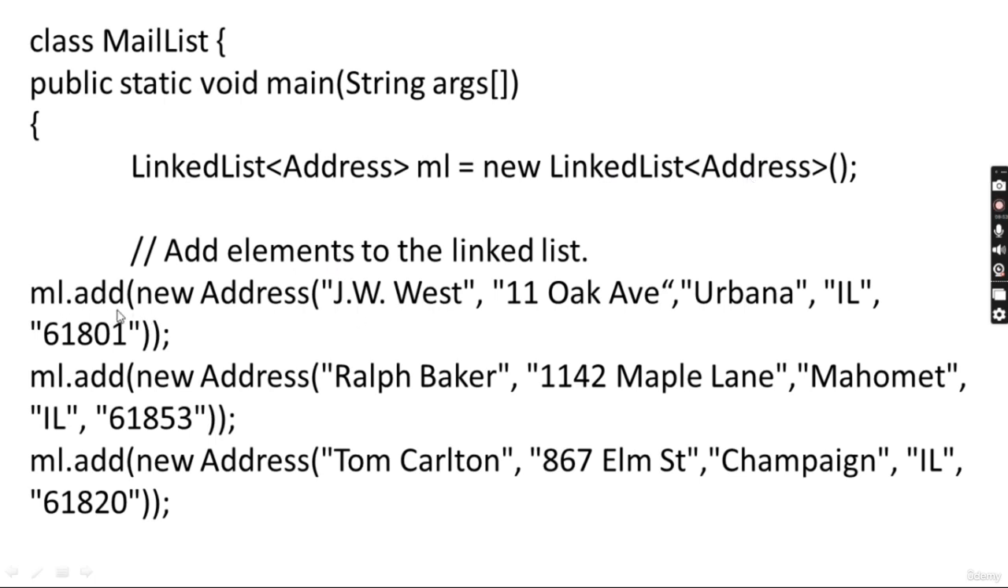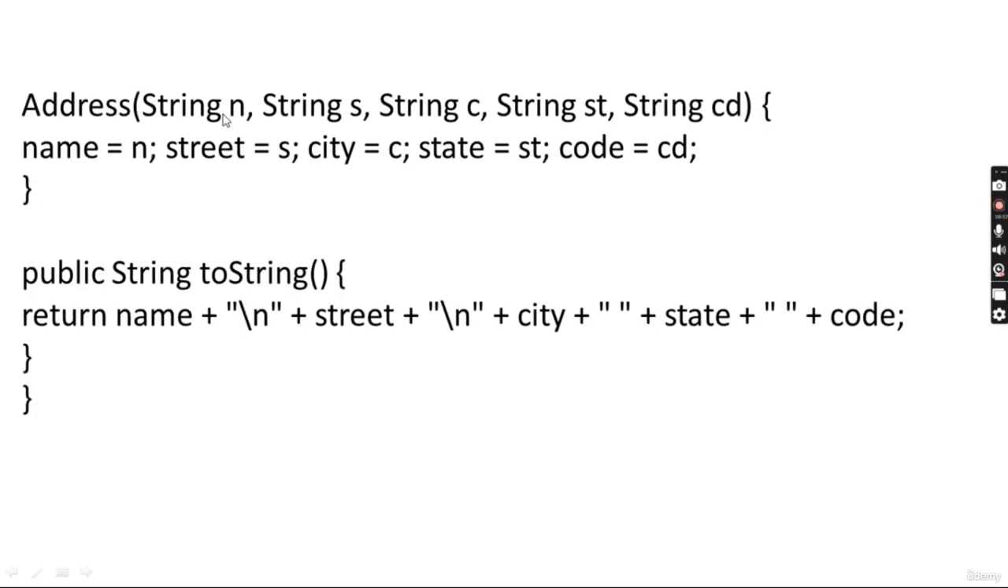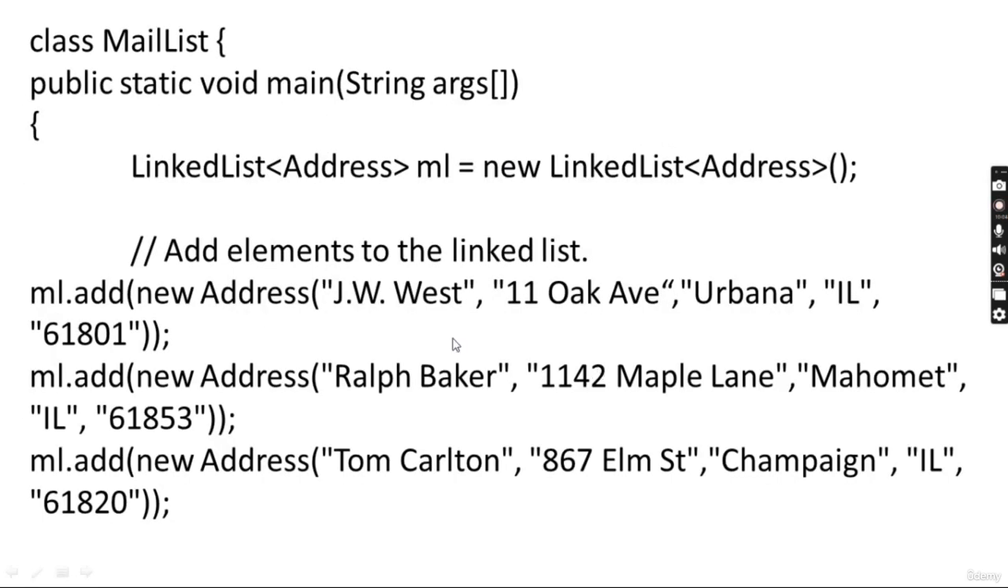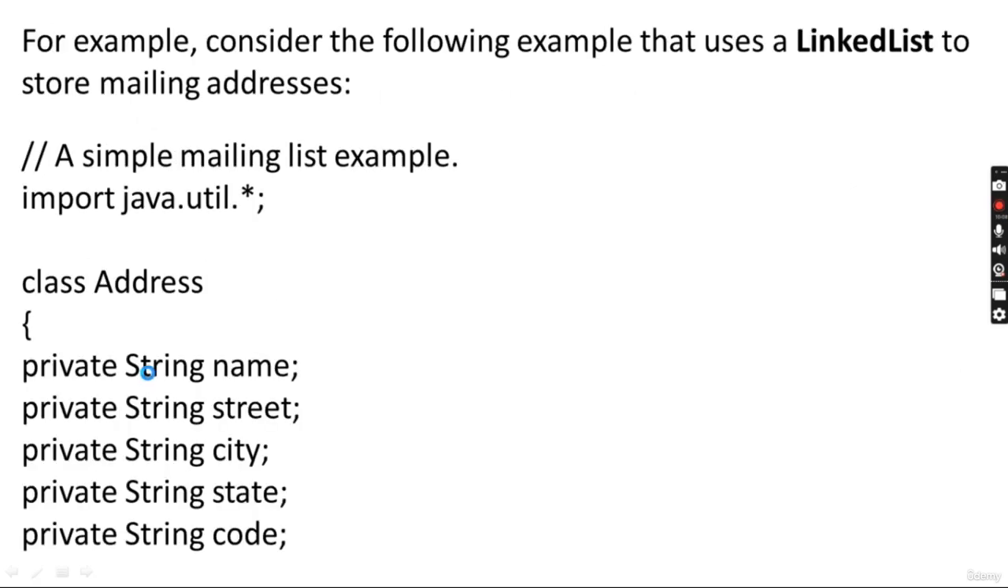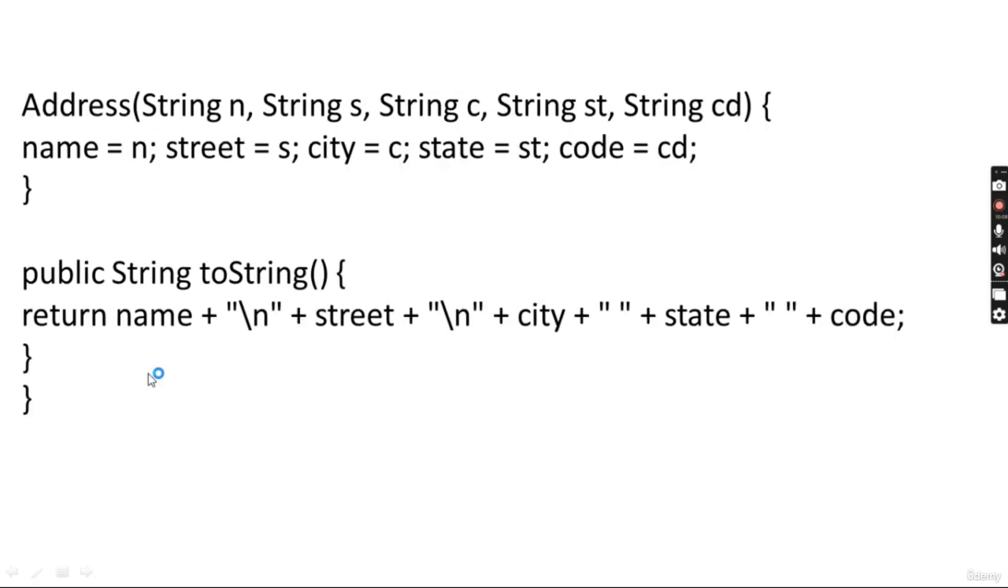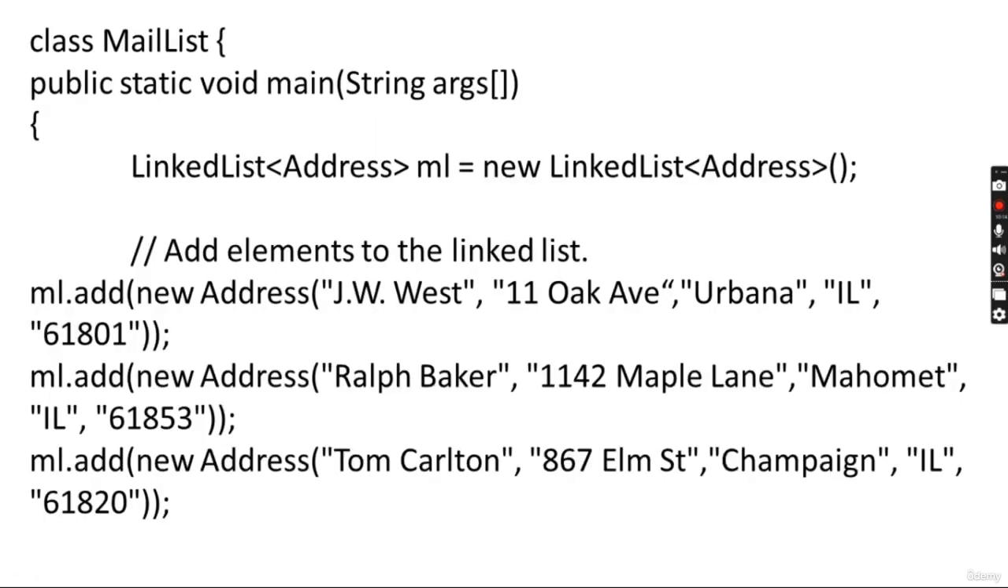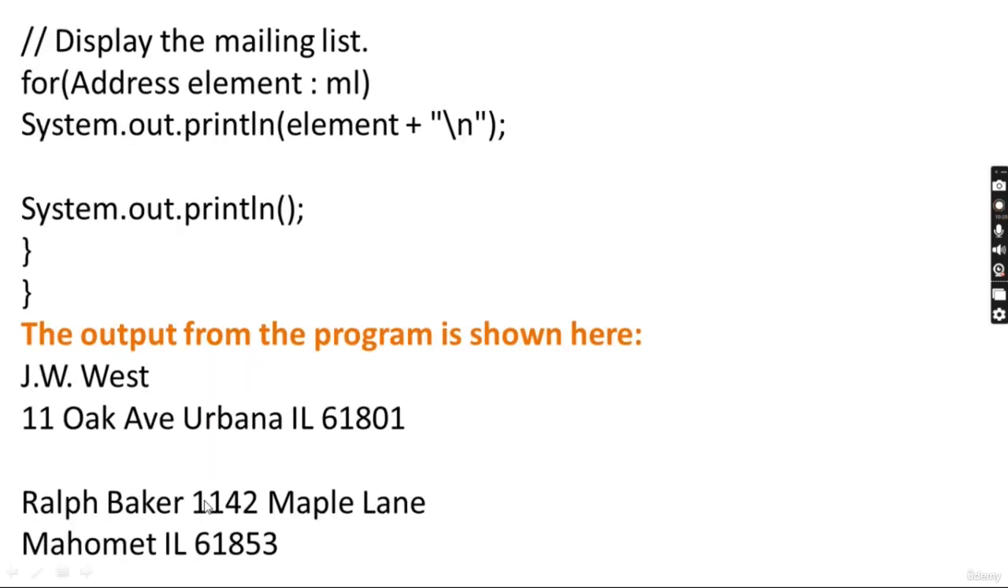Now ml.add(new Address(...)). All elements will be added: name, street, city, state, code. This is the toString overridden, and mailing addresses are added one by one like a single object.